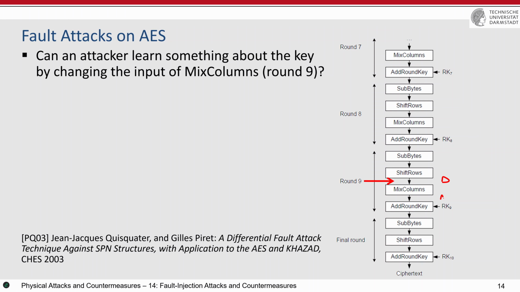And here is actually the mixed column of delta and 0 and 0 and 0. Because of the add round key, we can also model it as a mixed column of delta, 0, 0, and 0. Then it's completely independent of the round key 9. And then we are trying to perform the attack here.